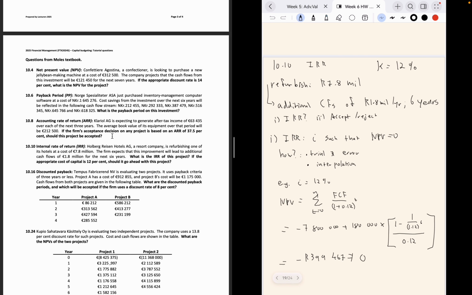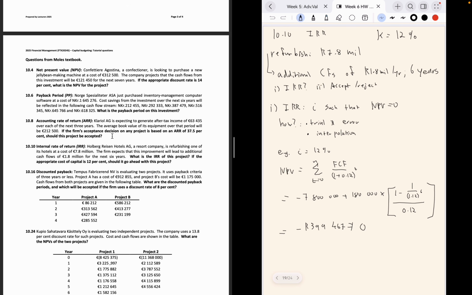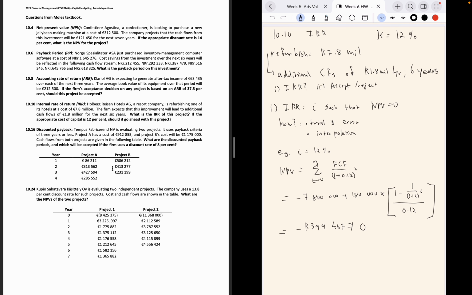Let's go to 10.10. Almost at the finishing line. So here we have a question about internal rate of return. So it says that Holberg Raisin Hotels AG, I don't know why all these examples are European, it's a bit colonial. Anyway, Holberg Raisin Hotels AG Resort Company is refurbishing one of its hotels at a cost of 7.8 million rand. The firm expects that this improvement will lead to additional cash flows of 1.8 million for the next 6 years. What is the internal rate of return of this project? If the appropriate cost of capital is 12%, should it go ahead with this project?